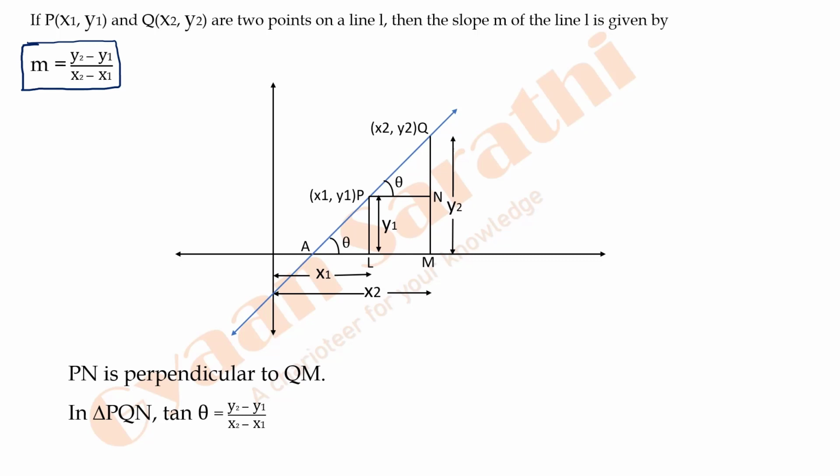Now let us see how we came to this conclusion that the slope m is equal to y2 minus y1 upon x2 minus x1. On this line, we consider the triangle PNQ. Angle QPN is also theta because the angle made by the line with the x-axis is theta. So this angle QAM, I can write angle QAM is equal to angle QPN.